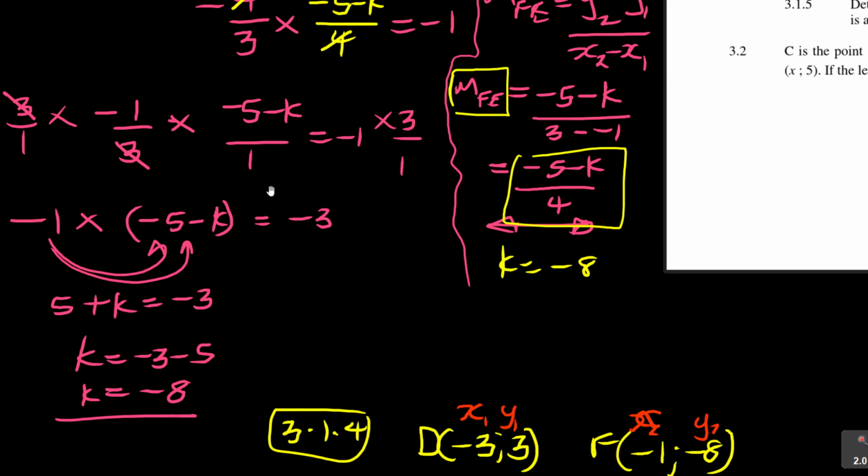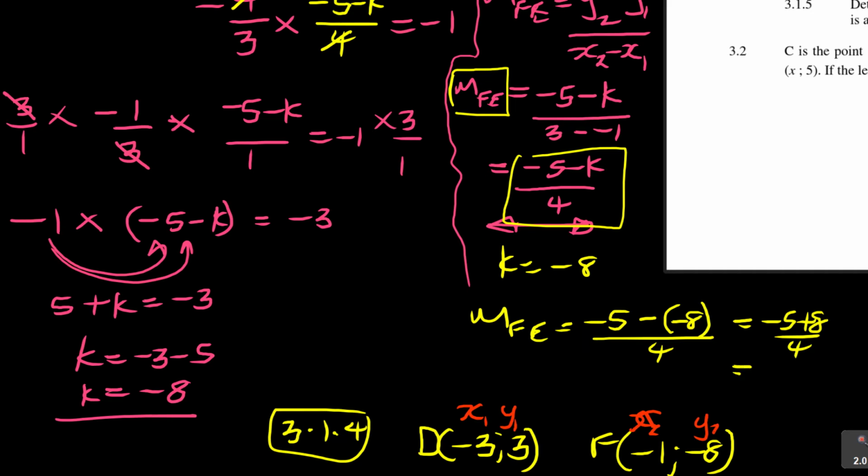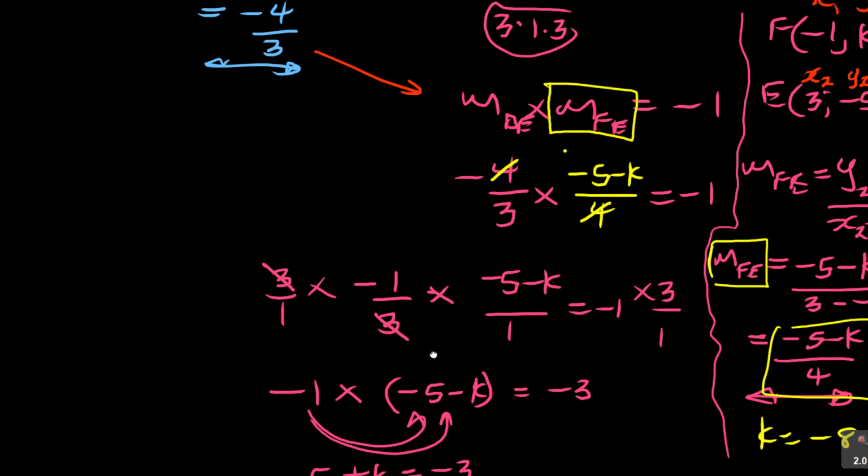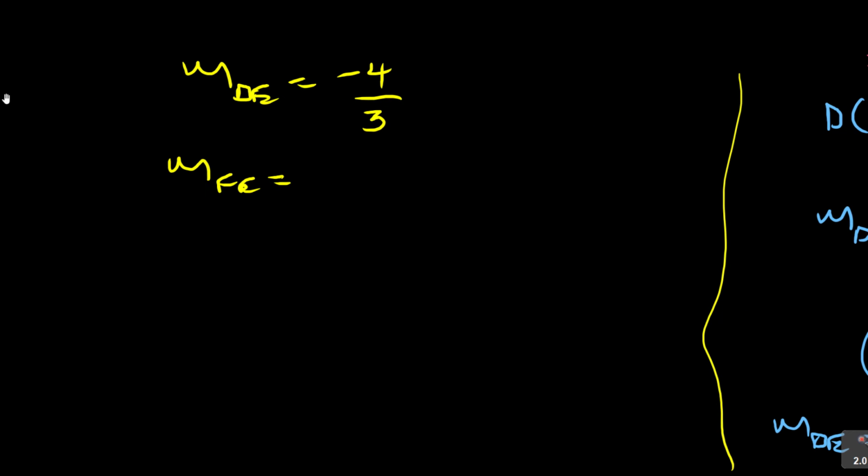So we can come here and say m of FE is equal to -5 minus bracket -8, remember, over 4, which is equal to -5 plus 8 over 4, which is equal to 3 over 4. Does it make sense? Yes. Look at this. I'll show you why I say it makes sense. It's 3 over 4.